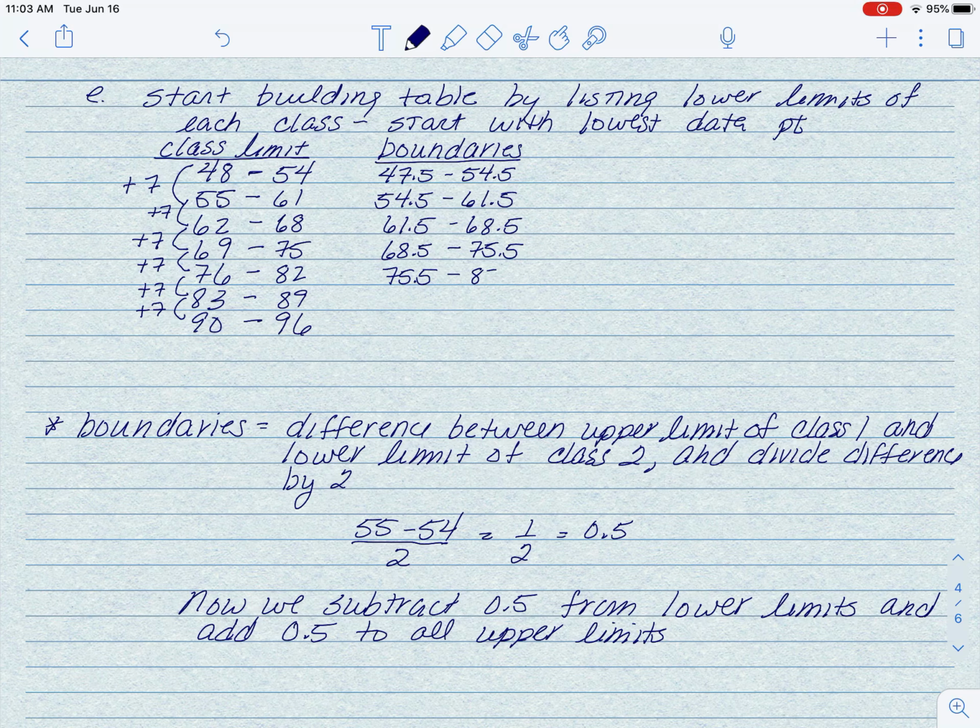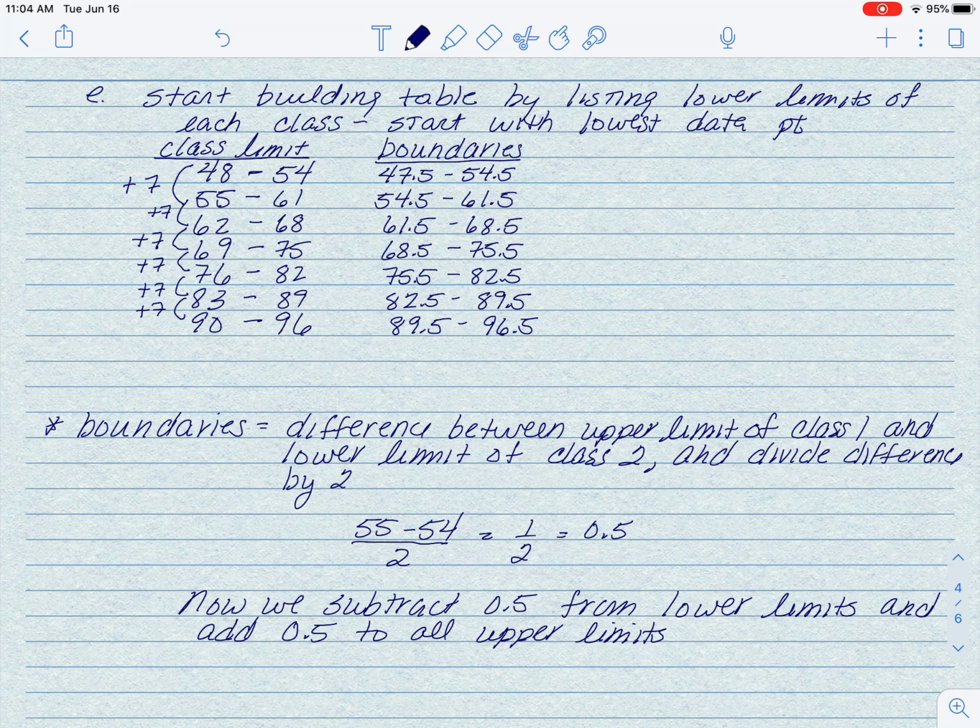75.5 to 82.5, 82.5 to 89.5, and then 89.5 to 96.5. Now what we've done is filled in that gap between those values. And there won't be any data points that actually land on that 54.5 and so on, because all the data points are integer values. They won't be decimal values. We saw that in our data set.